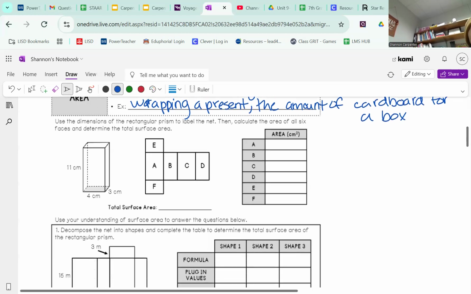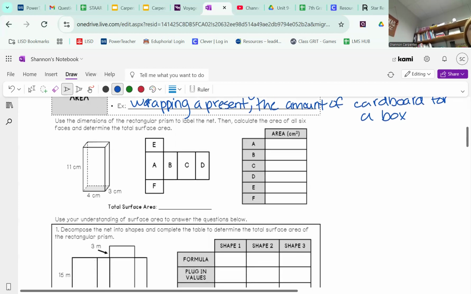Okay, so it says use the dimensions of the rectangular prism to label the net. Then calculate the area of all six faces. So we're going to find the total surface area. So we need to find the area. Remember, this is a rectangle, so we're doing length times width.